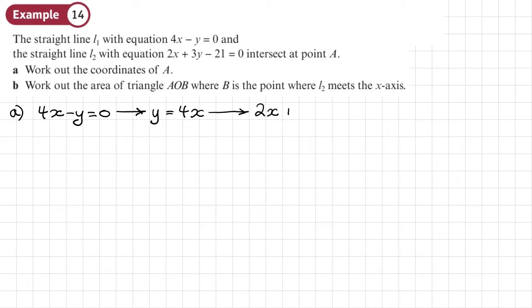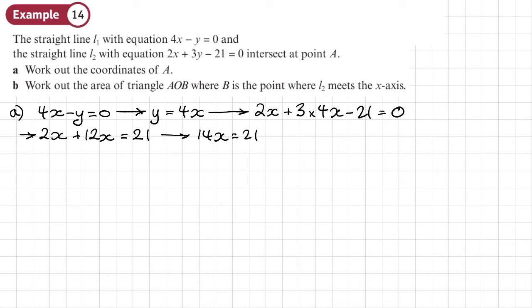So I'll have 2x plus 3 times by y, which is 4x, minus 21 equals 0. So that will give me 2x plus 12x equals 21. That's 14x equals 21. x equals 21 over 14. And that can be simplified down to x equals 3 over 2. Divide top and bottom by 7. So that's the x coordinate of A.